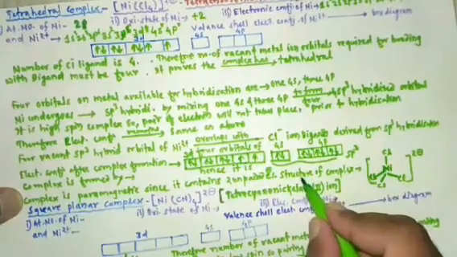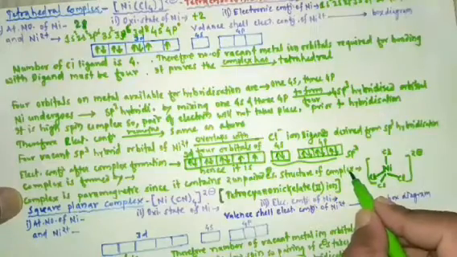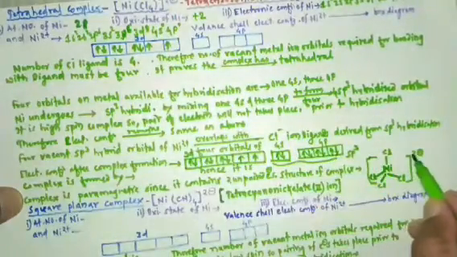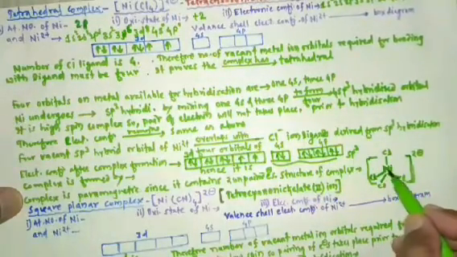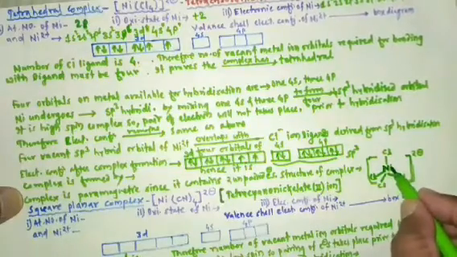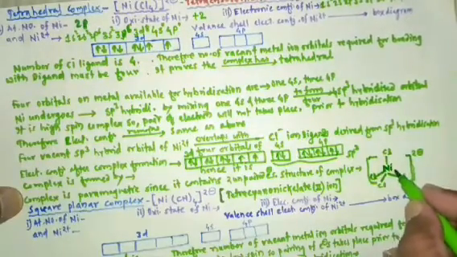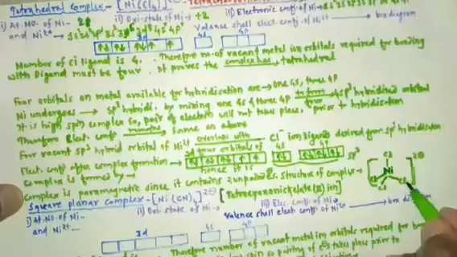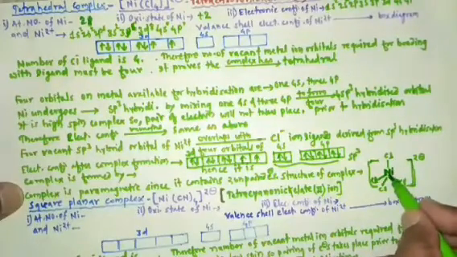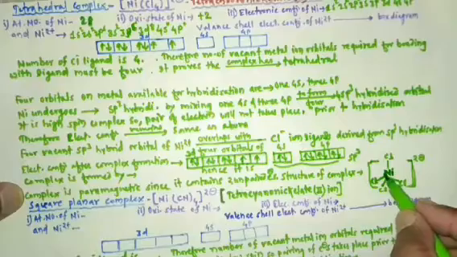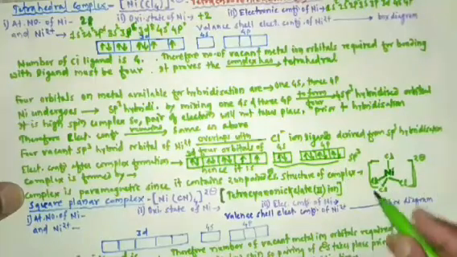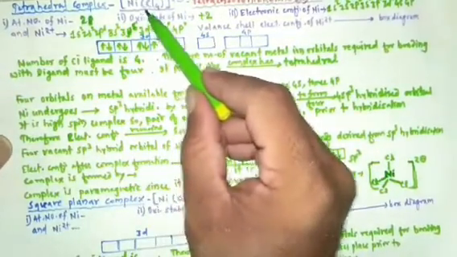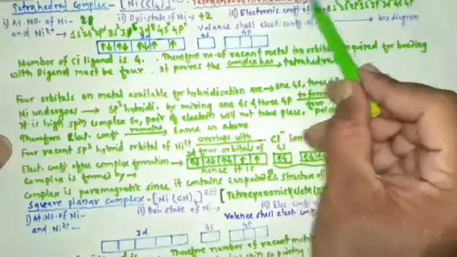So the structure of the NiCl4 2- complex is like this. sp3 hybridization means tetrahedral structure. At the center there is nickel, and the 4 ligands, that is chloride ions, are arranged tetrahedrally around the nickel. Thus we finished the tetrahedral complex, which is the tetrachloronickelate(II) ion.